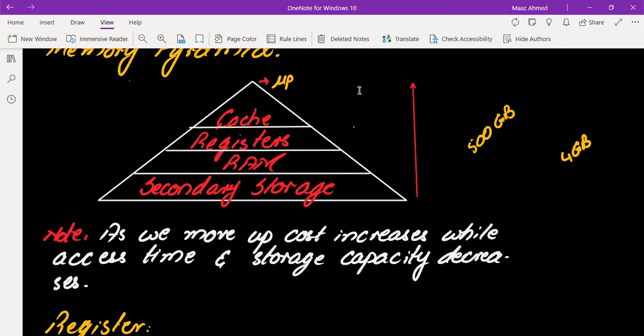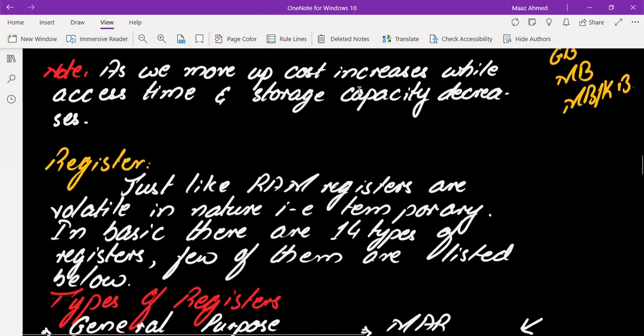So as we are moving up, the cost increases, while the access time, that means the time to reach the processor, decreases, and the storage capacity also decreases. Storage capacity you can find on the secondary storage device easily in TBs, terabytes. When it comes to the RAM, you can find them easily in GBs. Then registers are mostly in MBs, and caches are mostly in MBs or KBs. So as we are moving up to the top, we are reducing the storage capacity as well.